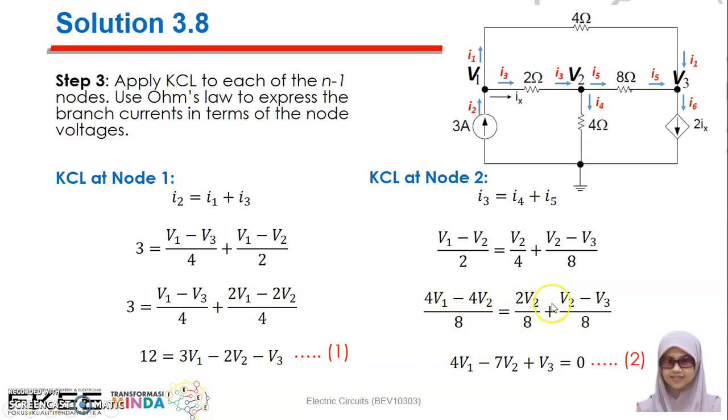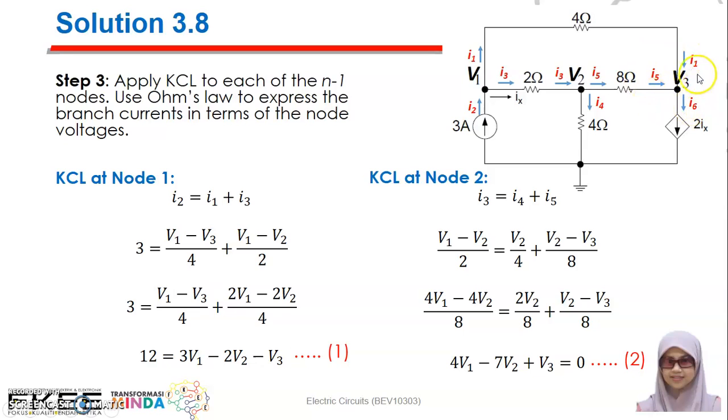Okay, so negative 4, negative 2, negative 1 become negative 7V2, plus here you bring to this side, you get plus V3 equal to 0. So this is considered as your equation number 2.